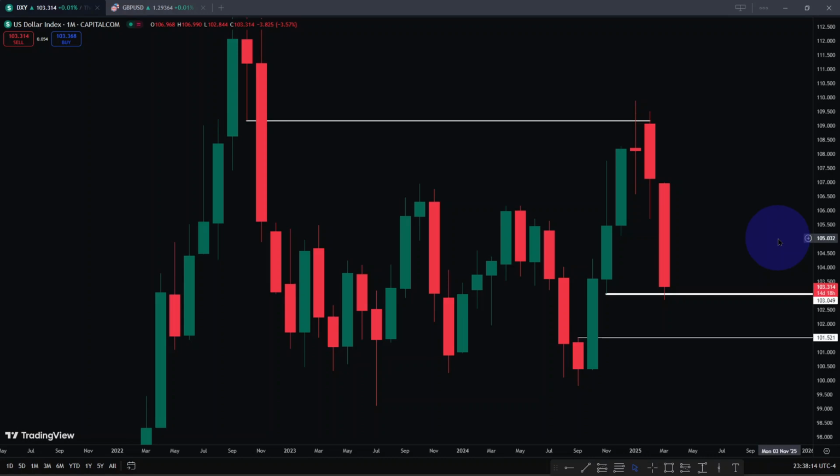Last week we talked about the dollar index, and I think we said a number of things. I for one recall that I mentioned that the draw on liquidity on the monthly chart is this monthly fair value gap here, the entry into the monthly gap.